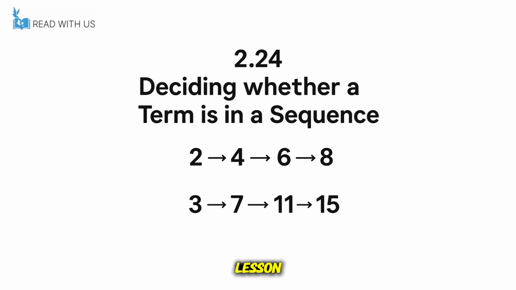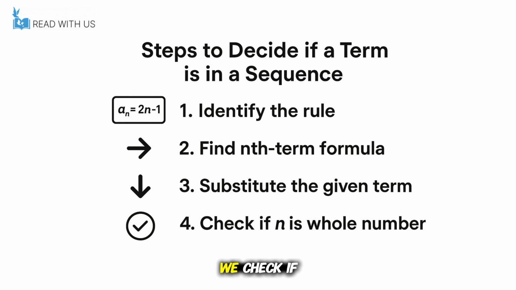In this lesson, we're learning how to decide whether a term belongs to a sequence. A sequence is a list of numbers that follow a certain rule or pattern. Common types include arithmetic sequences, where the difference between terms is constant, and geometric sequences, where each term is multiplied by the same number. So, how do we check if a given term belongs to a sequence?